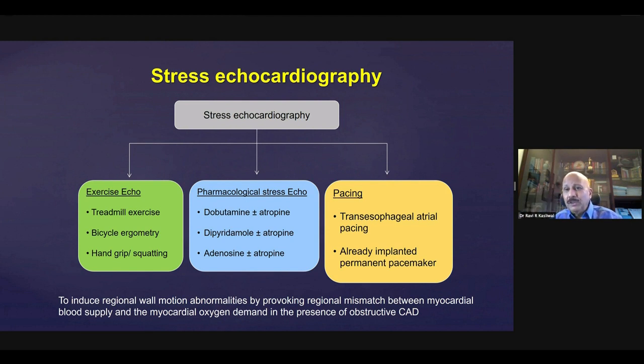oxygen demand. So just as we talk about risk-benefit ratio, in stress echocardiography, in TMT, in thallium, we also talk about provoking a regional mismatch between how much blood can come. If the arteries were stenosed more than 65 or 70%, you increase the myocardial oxygen demand and you can unveil the presence of obstructive CAD.